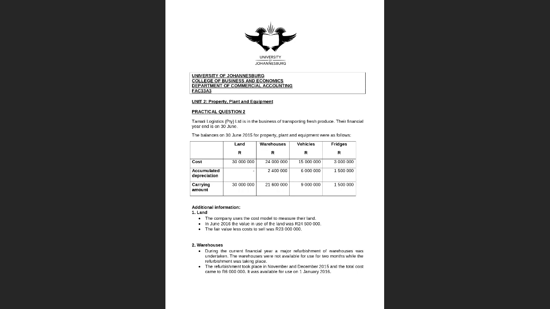And then they give me additional information. During the current financial year, a major refurbishment of the warehouses was undertaken. The warehouses were not available for use for 2 months while the refurbishment was taking place. The refurbishment took place in November and December 2015, and the total cost came to 6 million. It was available for use on the 1st of January 2016. So my first question for you is, what should we do in a situation like this? The warehouses were not available for use for the 2 months of November and December. So what should we do in those 2 months? Should we depreciate those warehouses in those 2 months or not?